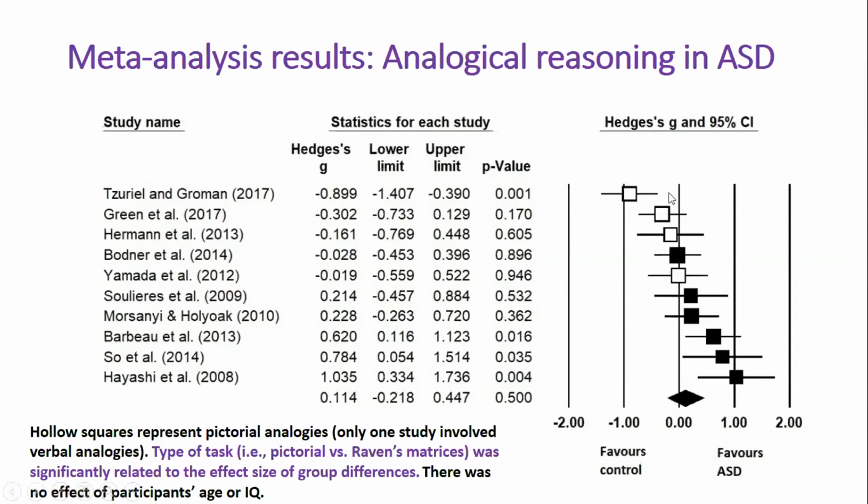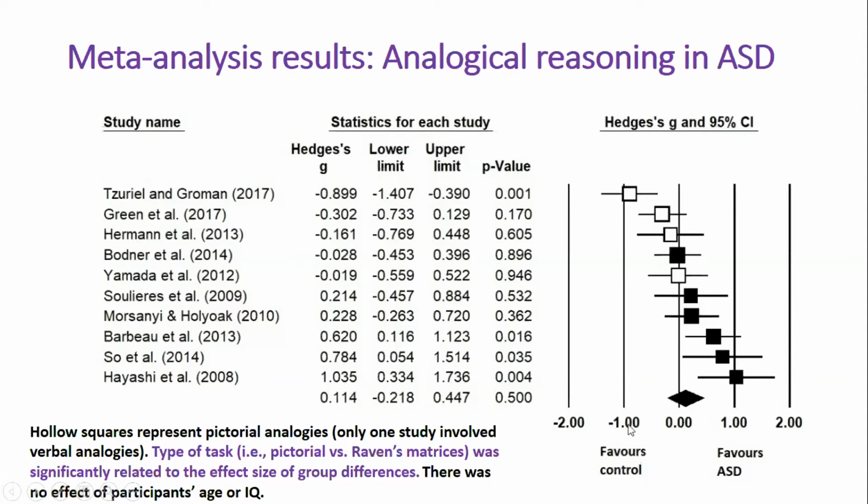And in this graph, you also see that I used hollow squares to represent pictorial analogies, and the black or full squares represent performance on Raven's matrices. And so what you should notice is that effect sizes range quite widely.